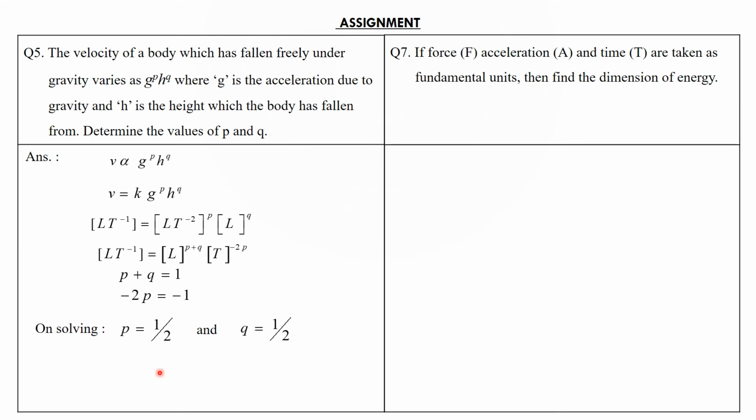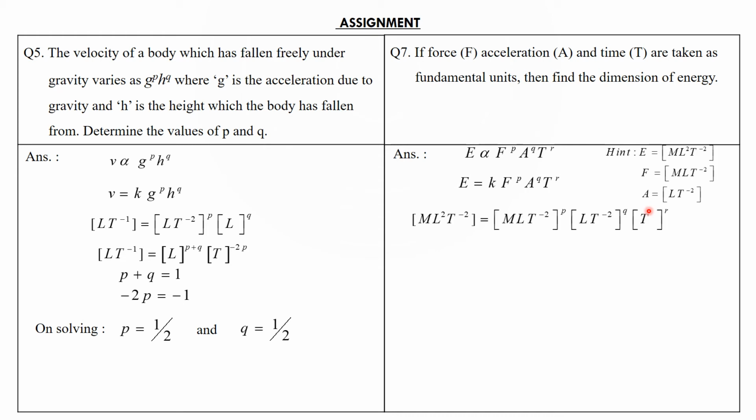So question number 7. If force, acceleration, and time are taken as the fundamental units, then find the dimensions of energy. So we can write E is proportional to F to the power of p, A to the power of q, and T to the power of r. Let us remove the sign of proportionality. We put the constant K. So E is equal to K, F to the power of p, A to the power of q, and T to the power of r. Here the dimensions for E, F, and A are given.